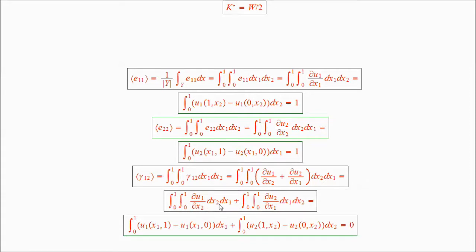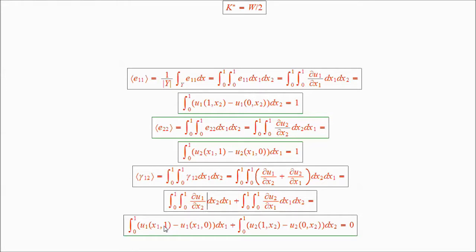Integrating this guy with respect to x2 is just as above. It's just taking the antiderivative of this, which is equal to u1, and inserting these limits 0 and 1 and subtracting them as before, and then we obtain this value.